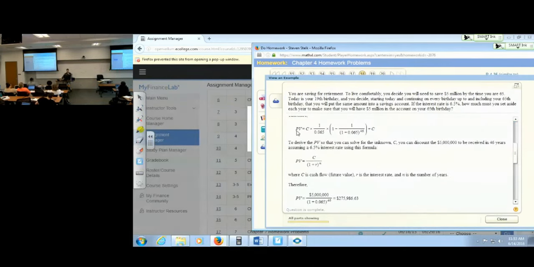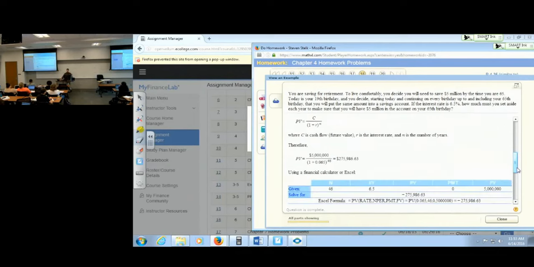And we know the present value of the annuity, so we're going to take that $5 million we want to end up with and put it in present value terms, and then lump it into that formula right here, and then solve for the C that makes it true.